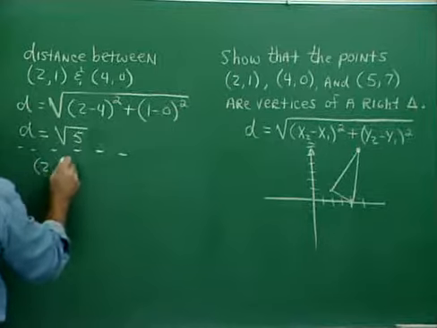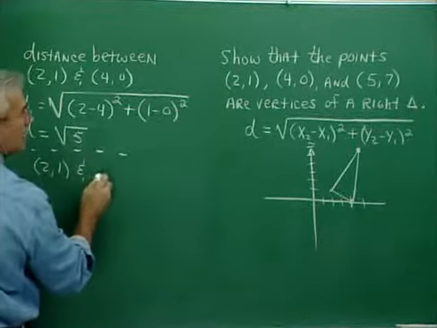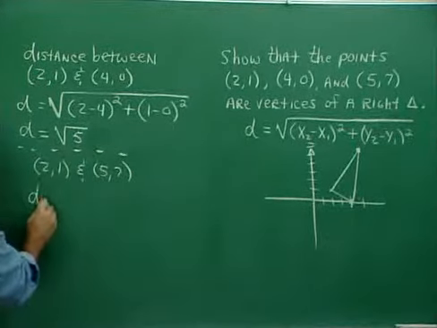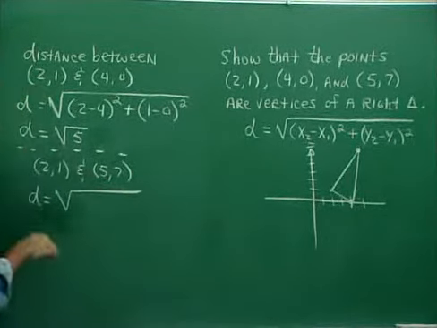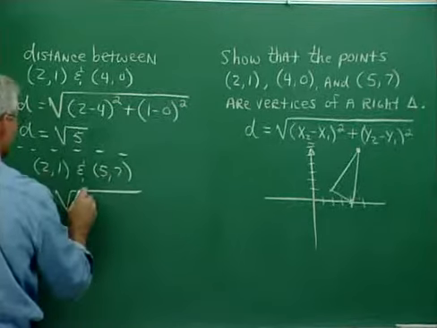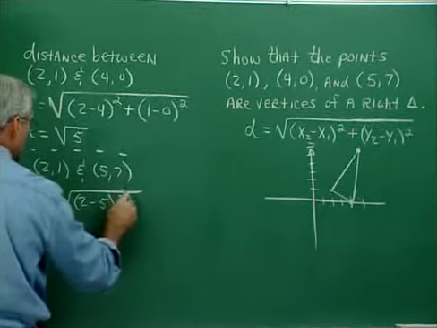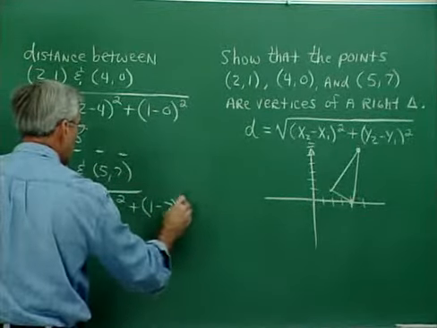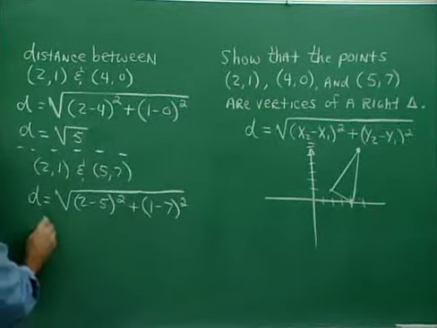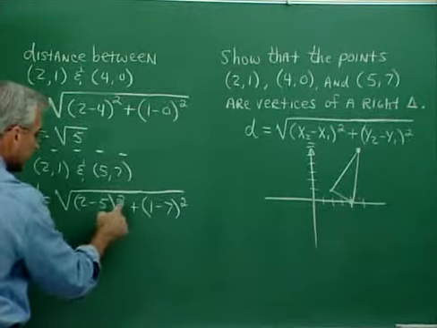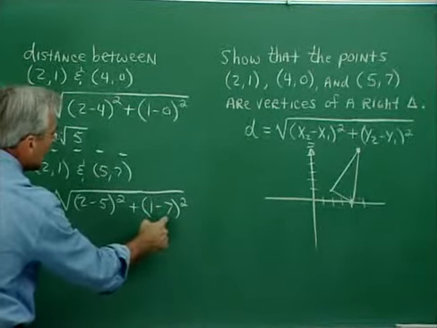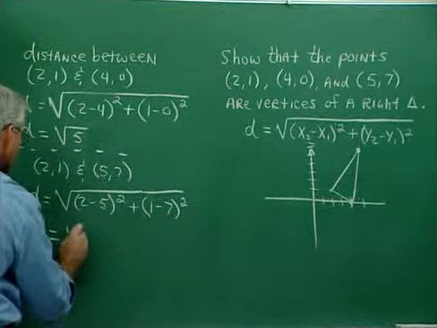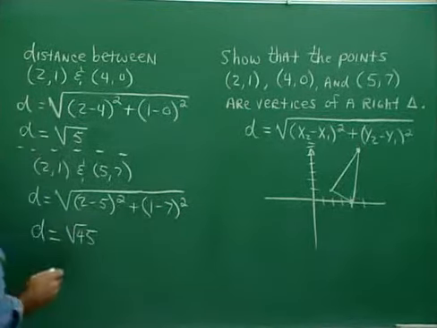let's say 2, 1 and that other point 5, 7, I go, distance is the square root of the difference in x components. I've got 2 minus 5 squared plus the difference in y's, that's 1 minus 7 squared. And then that distance is, this is negative 3 squared, that's 9. Negative 6 squared, that's 36. 36 and 9, that's 45. So the square root of 45. Okay, I have one more.